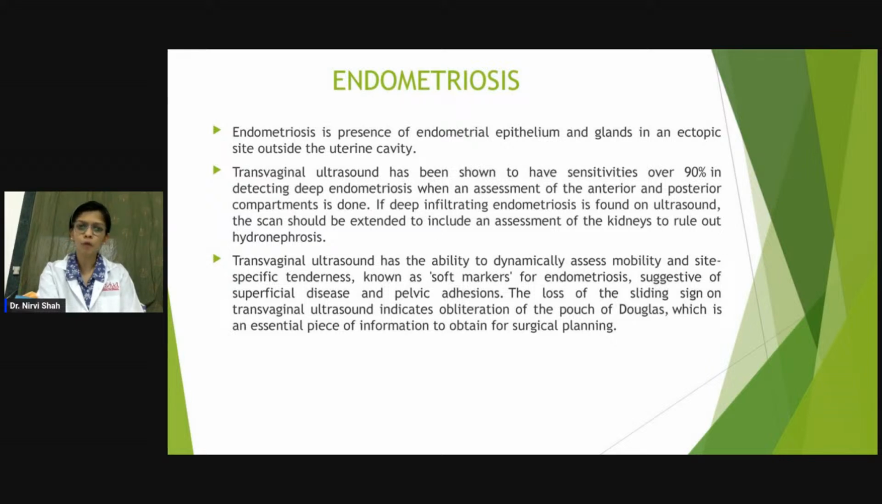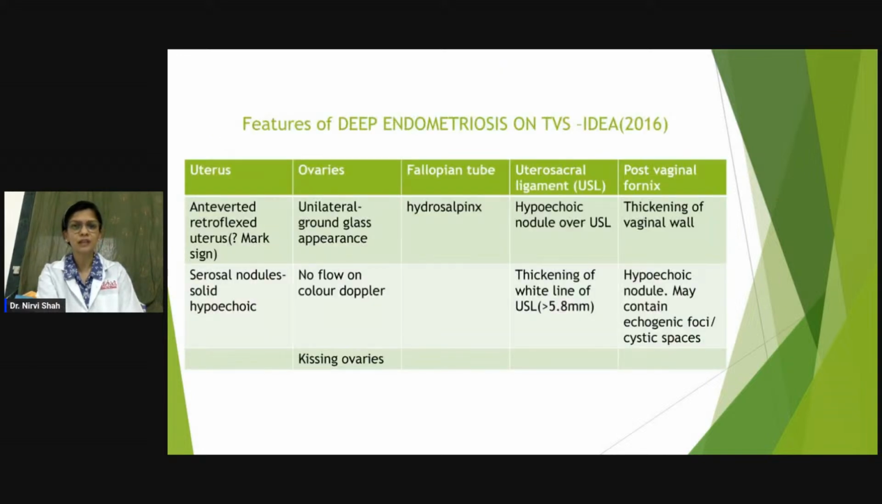These are known as soft markers, which are suggestive of superficial disease as well as pelvic adhesions. The most common one is a loss of sliding sign on transvaginal ultrasound, which indicates that there is obliteration in the pouch of Douglas. Such things help us in planning surgery. TVS is the first line of imaging for endometriosis, where the uterus is usually seen as an anteverted retroflexed uterus, known as a question mark sign.